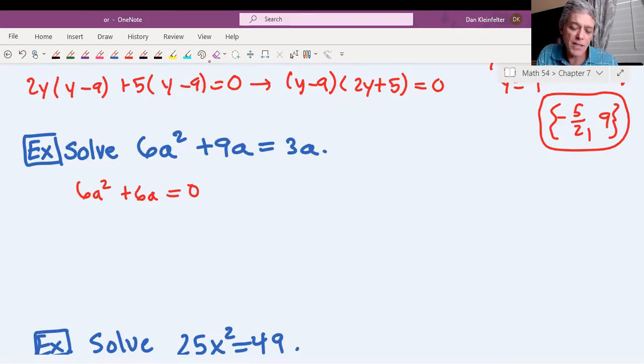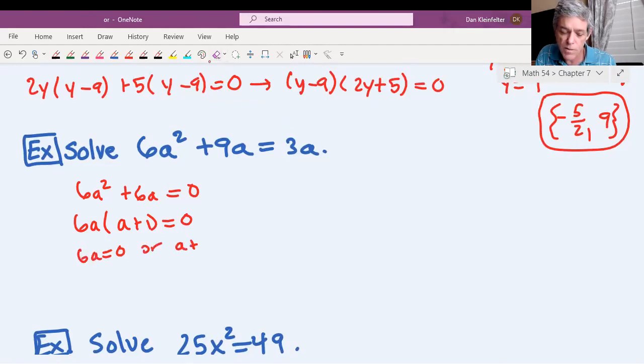So that sets it equal to 0 and simplifies things some. So we have 6a squared plus 6a equals 0. Let me factor out the 6a. That will leave a plus 1 in the parentheses. So then here it must be that 6a is 0 or a plus 1 is 0. If 6a is 0, then a is 0. If a plus 1 is 0, then a is equal to negative 1. Our two solutions are negative 1 and 0.